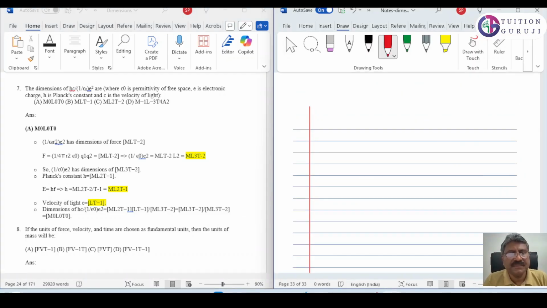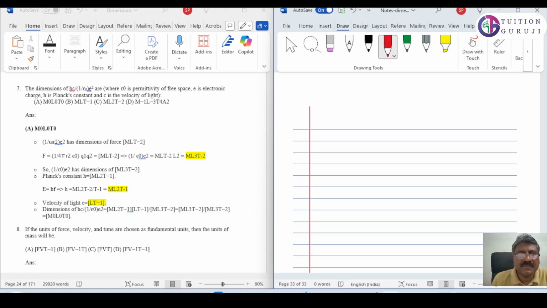The dimensions of hc by 1 by epsilon 0 e square are: A is equal to M0 L0 T0, B is equal to M L T raised to minus 1, C is equal to M L square T raised to minus 2, D is M raised to minus 1, L raised to minus 3, T raised to 4 A square. But epsilon 0 is the permittivity of free space, e is electronic charge, h is Planck's constant, and c is velocity of light.